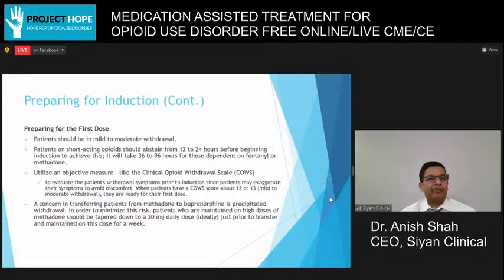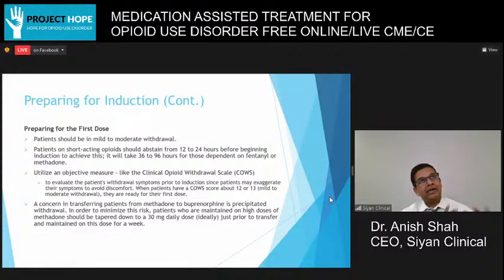Now, when you are bringing a patient in for induction and administering the first dose, the first important thing you must ensure is that they are in mild to moderate withdrawal. That indicates they have not taken any other opiates for at least a day before they came in. Then you do clinical opiate withdrawal scales, see what their COWS score looks like, and monitor them through the induction process.